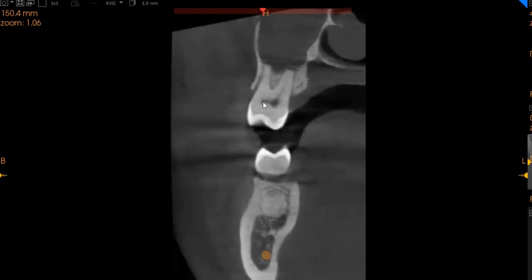And then this is the upper left second molar: PDL widening, periapical radiolucency, sinusitis, and again PDL widening on the palatal aspect. So this tooth again also has significant periodontal disease.